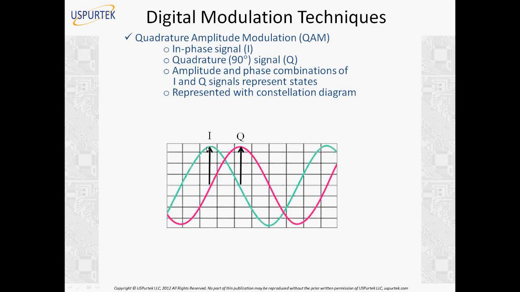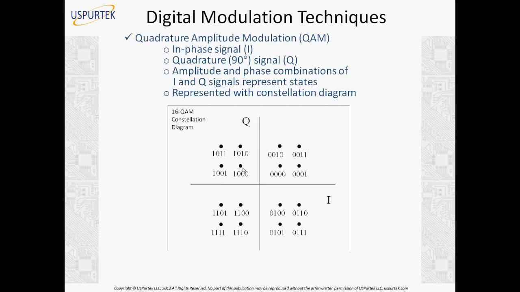And each of them will have 4 states, which is a combination of amplitude and phase for each of them. Here we go a little higher. We have a 16 QAM constellation diagram. So you have 16 states here. 16 states means we have 4 bits. Each state represents 4 bits. And the location in the constellation diagram represents their amplitude and phase.